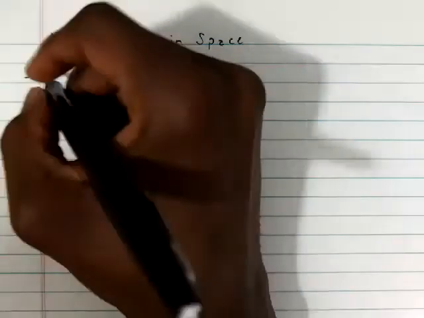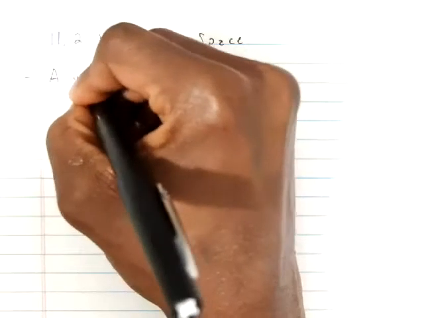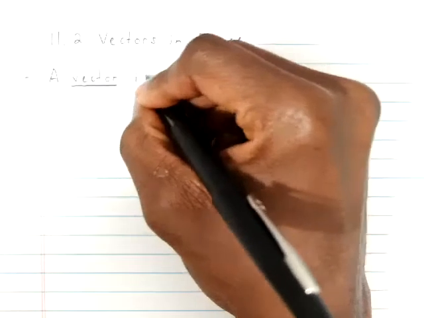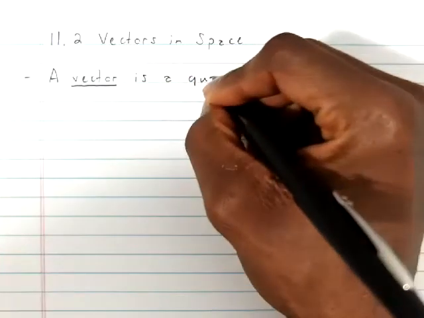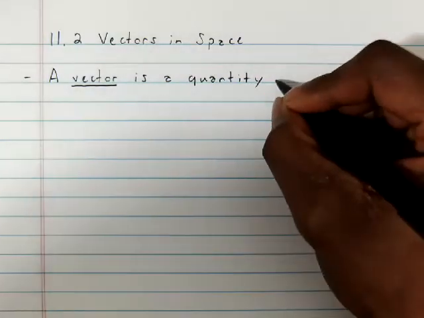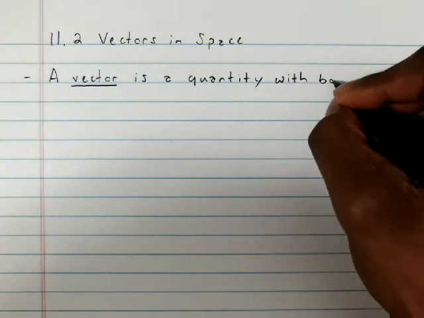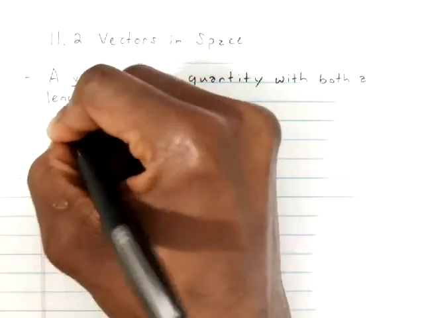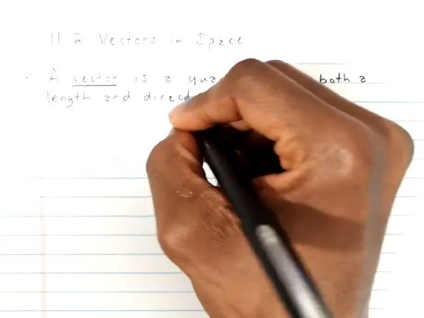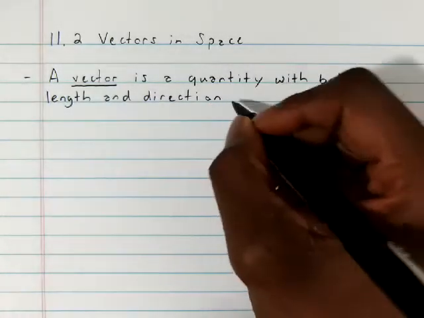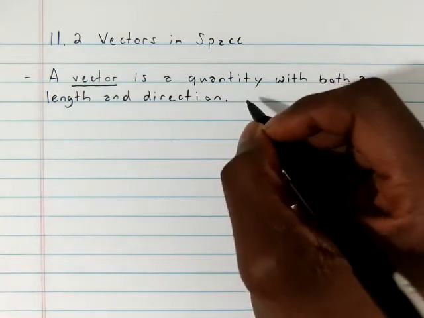course. So first, a vector is a quantity with both a length and direction. And I'll specify in more detail what that means as we move forward. But this is just the definition of what a vector is. It's something that has both a length and a direction.